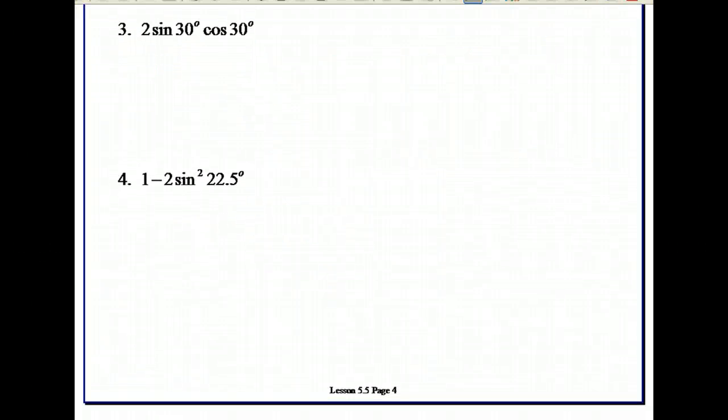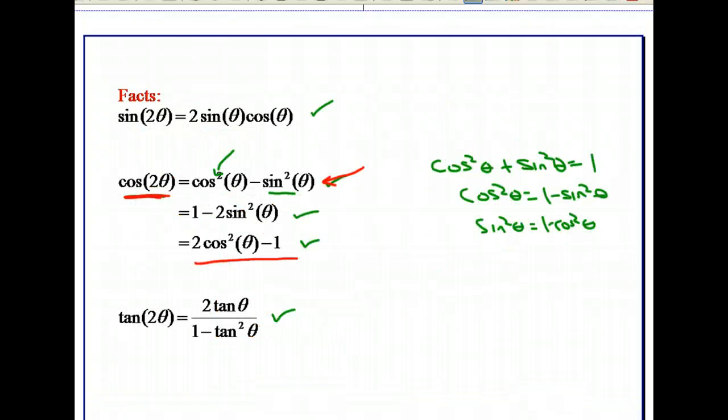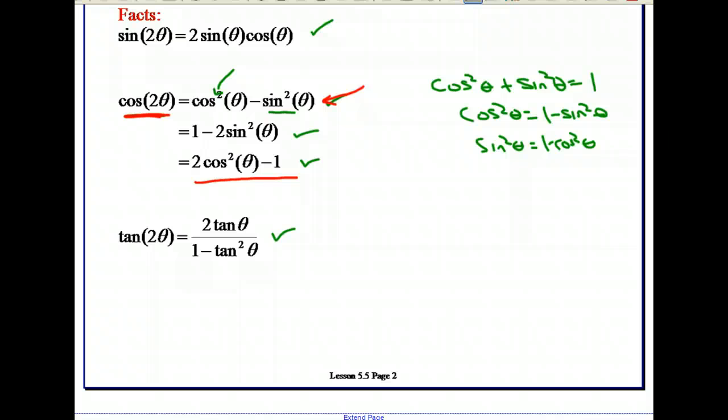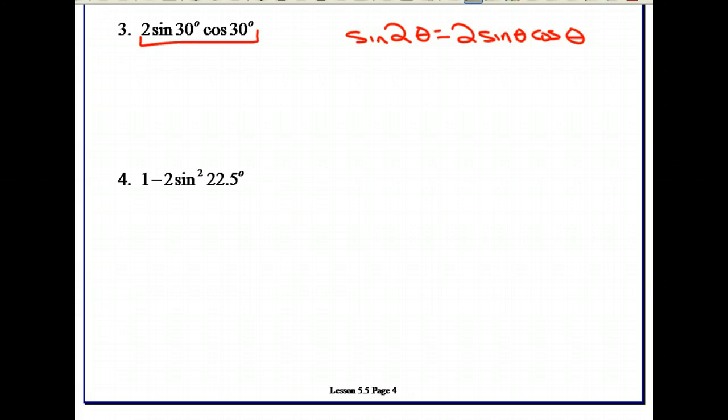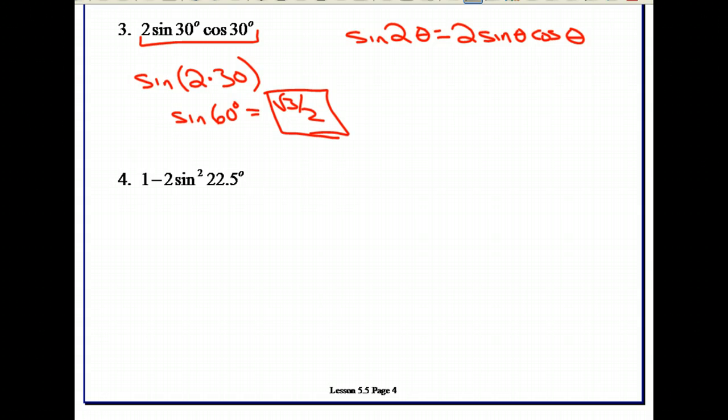2 sine of 30, cosine of 30. Look back at your identities. Where do you see that one? 2 sine, cosine. Do you see it right here? That's where it's at. Let's write that identity, and again, if you're doing it in your head, even better. I've got the identity, the sine of 2 theta is 2 sine of theta cosine of theta. I've got the right side. Perfect. Sub in for the left side. The sine of 2 times theta, but theta is 30. So it's the sine of 60 degrees. Guys, remember the sine of 60 degrees? There it is. Root 3 over 2.